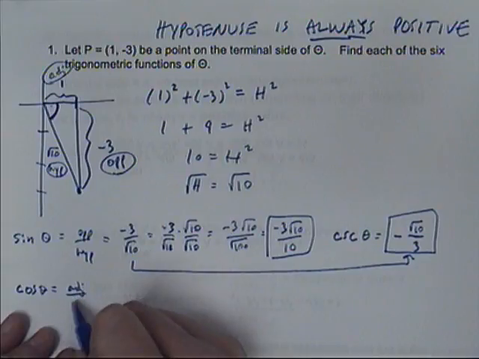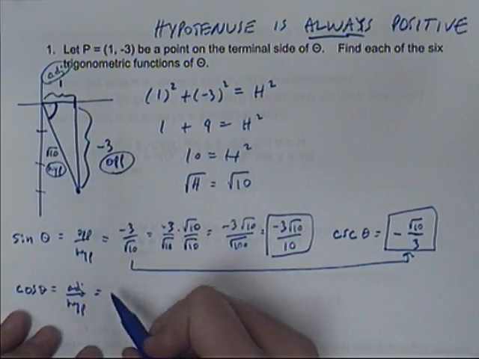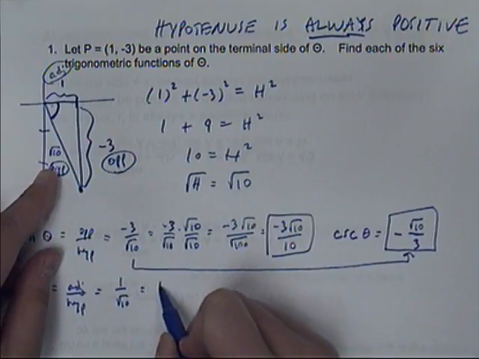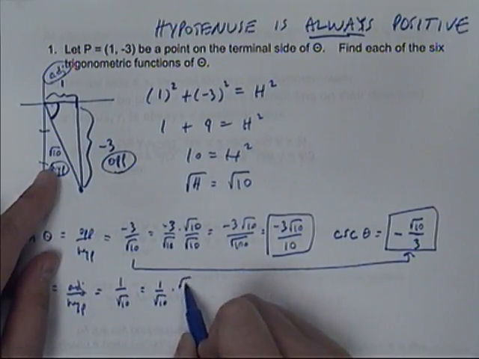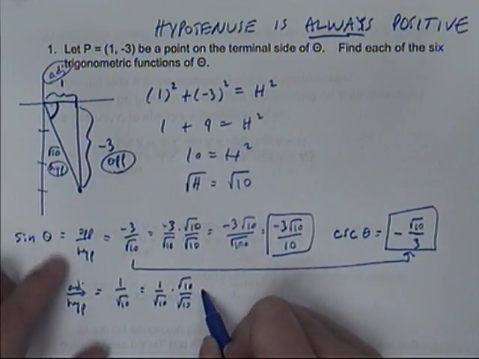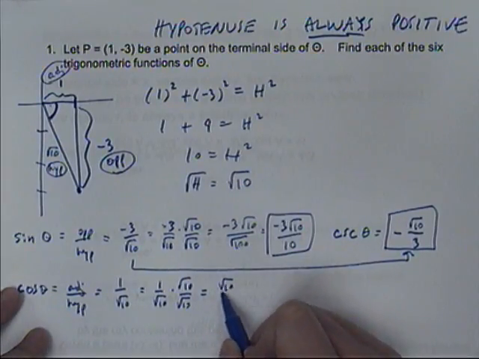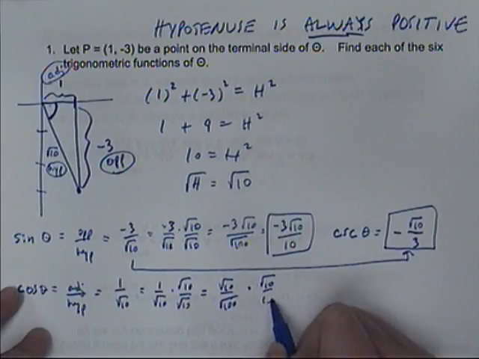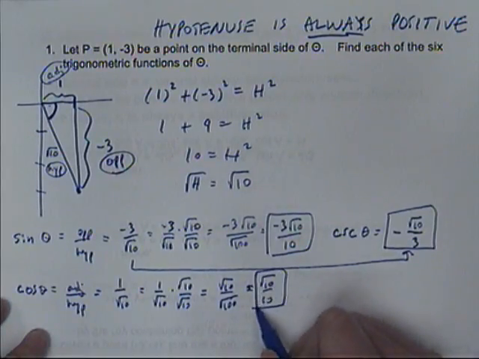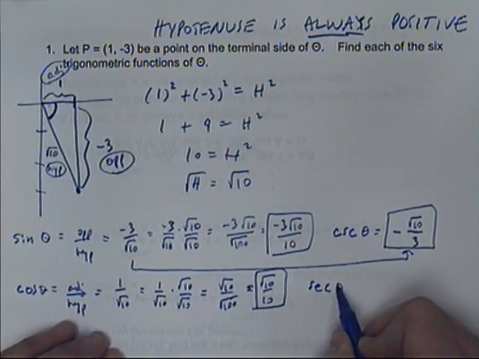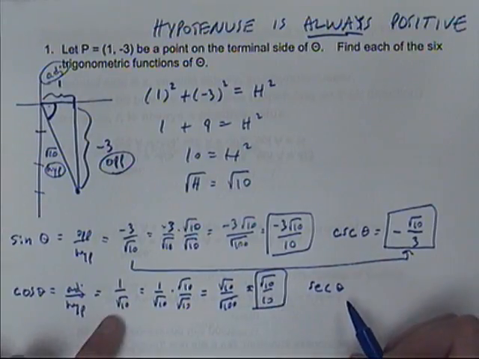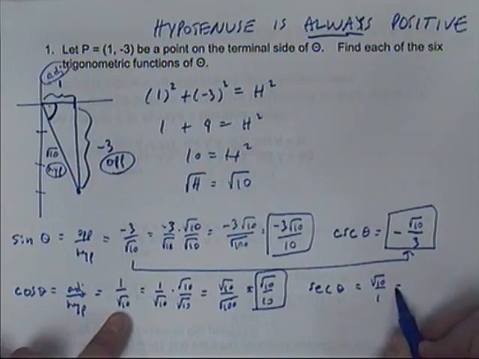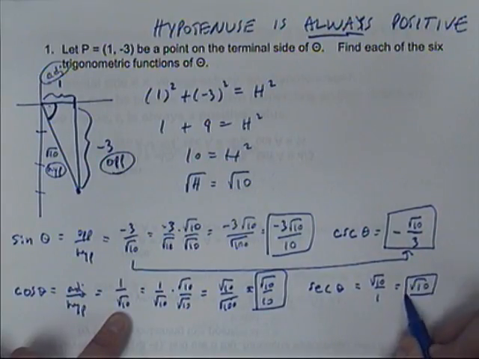Cosine is adjacent over hypotenuse. That would be 1 over root 10. I'll do the same thing. I'm going to multiply by root 10 over root 10 in order to get root 10 over 10. There's my cosine. Now, the secant, I'm not going to take this and reciprocate it. I'm going to take this one and reciprocate it, which is root 10 over 1, or just root 10.